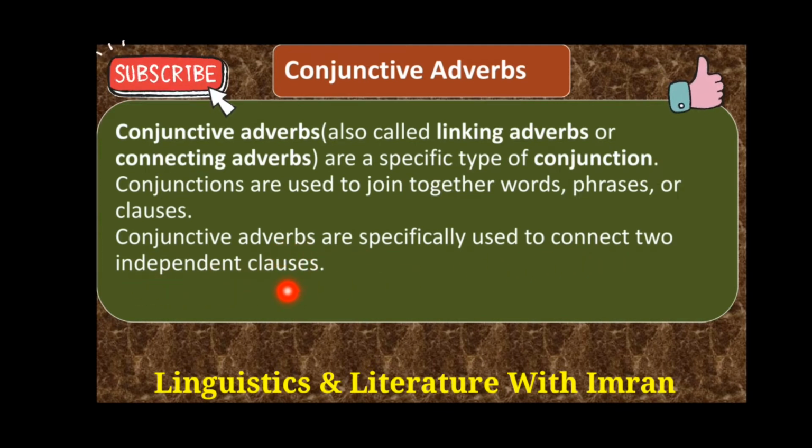Because we learned in our previous lecture about SWABBIES that a subordinating conjunction joins one dependent and one independent clause, right? And here we are learning that conjunctive adverbs are used to connect two independent clauses. So independent clauses are clauses which can stand alone as sentences. Let's learn more about conjunctive adverbs.